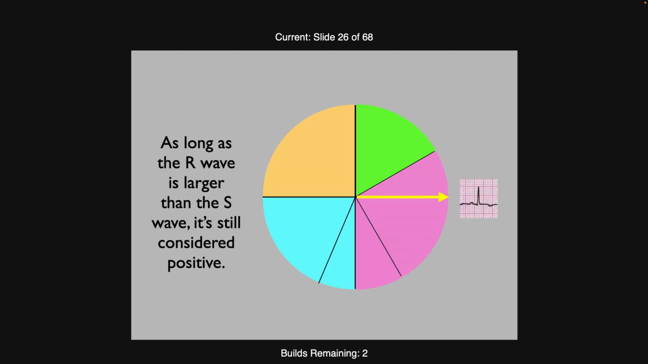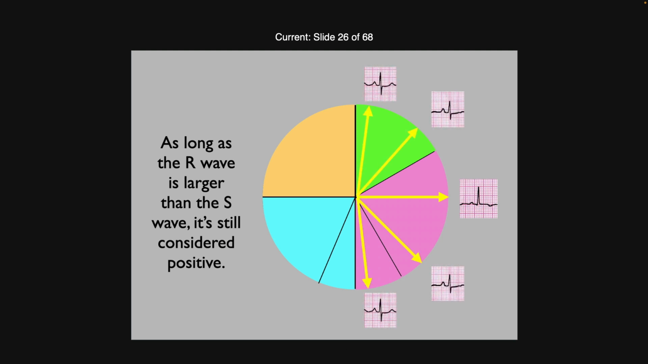Now, if it's going directly toward lead 1, it's going to show as completely positive. If it's going at an angle but still in that half, it's going to show a pretty big R, pretty small S.